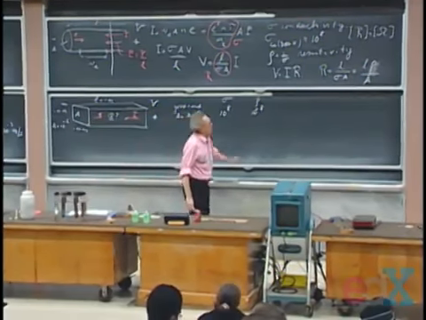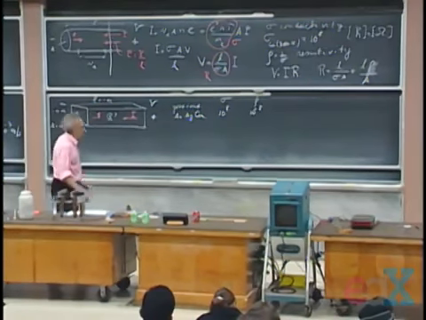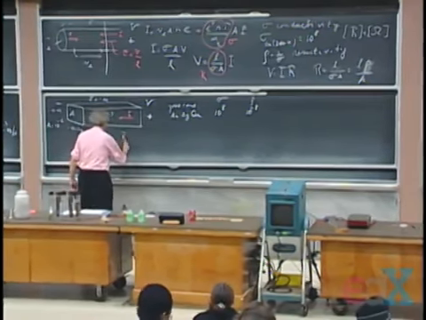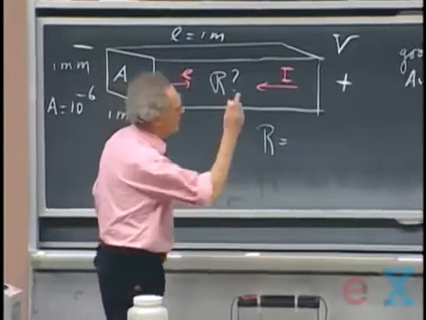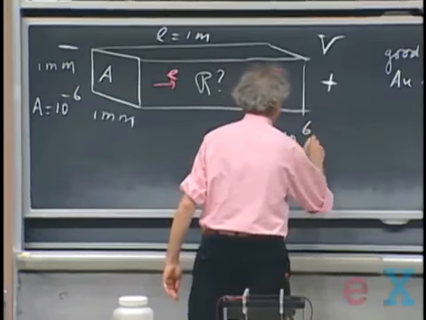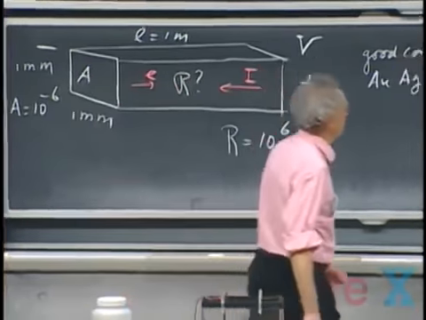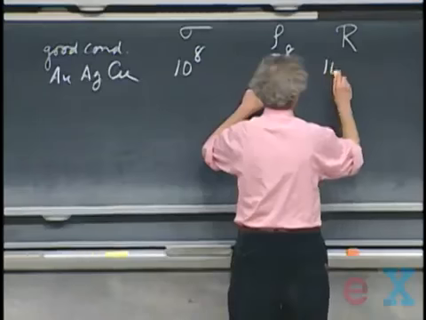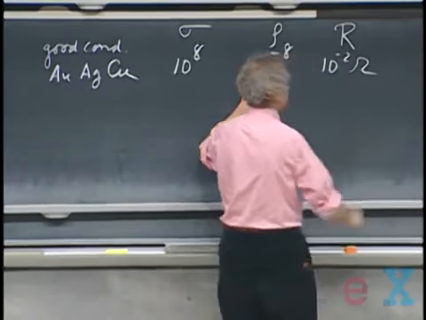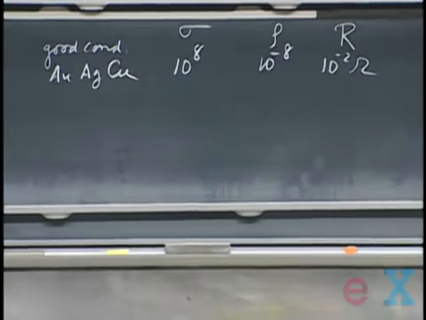And so in this particular case, since A is 10 to the minus 6, the resistance R is simply 10 to the 6 times rho, because L is 1 meter. So it's very easy. The resistance here, R, is 10 to the minus 2 ohms. 1/100th of an ohm, for this material, if it were copper.